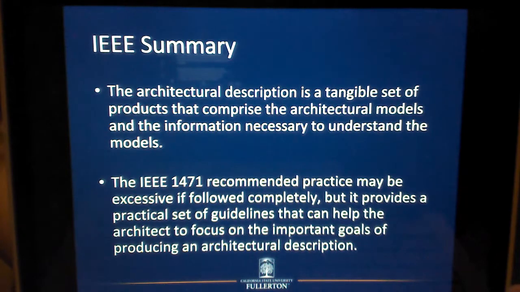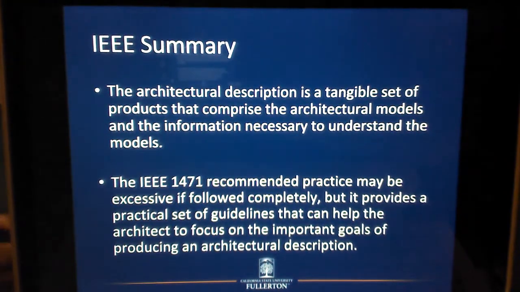The second slide talks about IEEE summary. Here we have the architectural description is a tangible set of products that comprises the architectural models and information necessary to understand the models. The IEEE 1471 recommended practices may be excessive if followed completely, but it provides a practical set of guidelines that can help the architect to focus on the important goals of producing an architectural description.